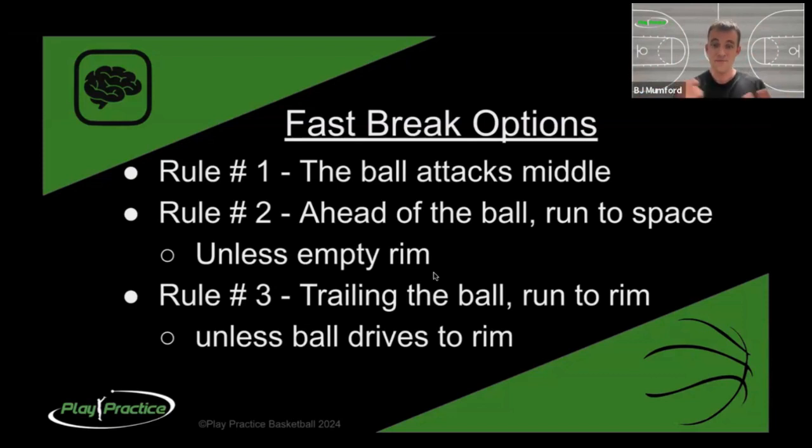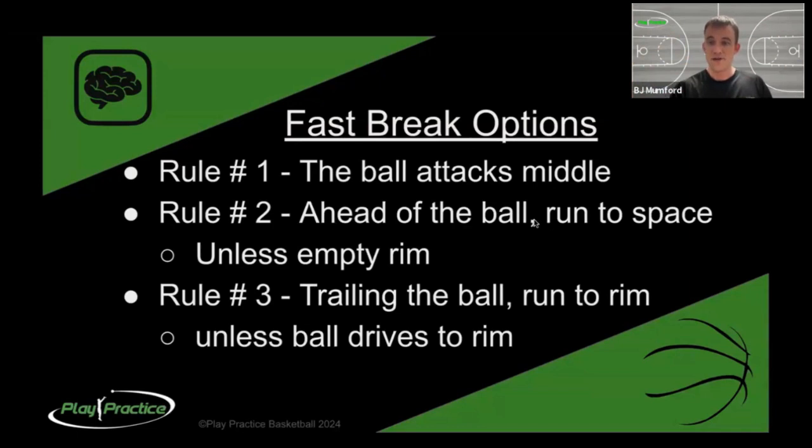And so if you're ahead of the ball, rule number two is to run to space, which is not in the middle of the floor. We want to run down the sideline as wide as possible. There are often volleyball lines painted on a regular full court basketball court, and I like to get you running outside the volleyball lines as a minimum. So you have a lot of space, and then because you have a lot of space, you also have a great angle to then attack the rim if the rim is empty, right?